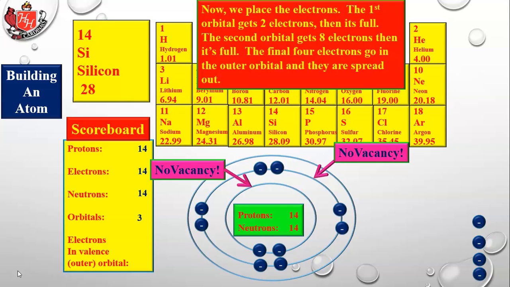So now we're ready to place the last 4, and we're going to place them the same way we did in the second orbital. So the first one's going to go down here, the second one's going to go over here, the third one is going to go up there, and the fourth one is going to go right there. All right? So those are the valence electrons.